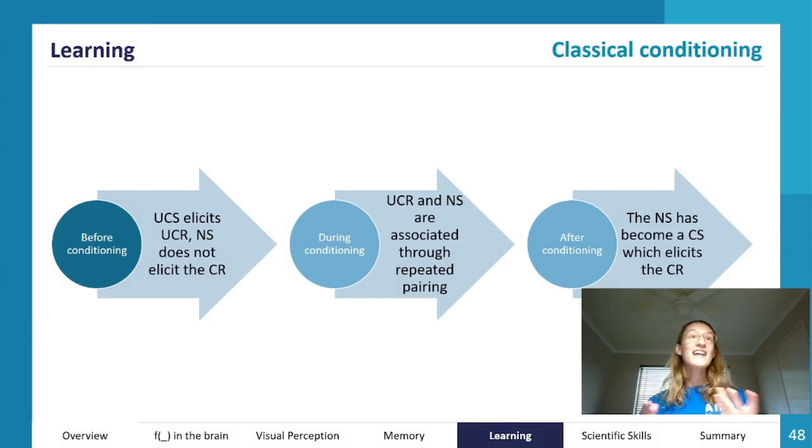Really valuable. Okay, so learning, topic for Unit 3. It's actually probably my favorite topic that we covered in senior psychology. So classical conditioning is very interesting.